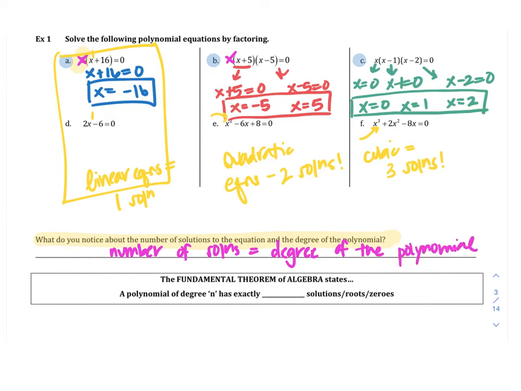Okay, and so when we solve quadratics, we will always get 2 solutions. When we solve cubics, we will always get 3 solutions. If we were solving a 4th degree, 5th degree, we'd get 4 and 5 solutions respectively.